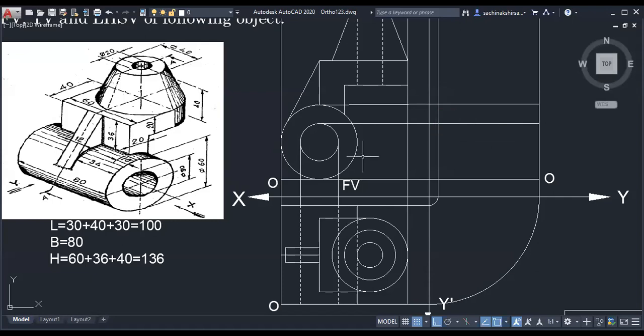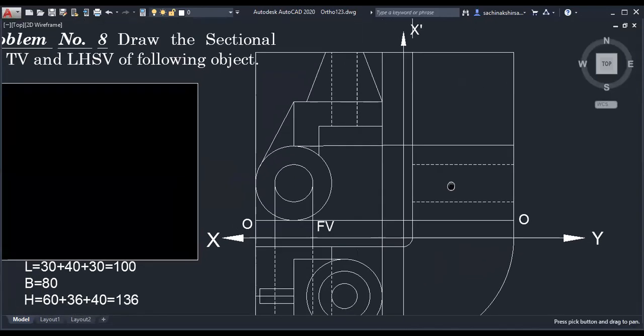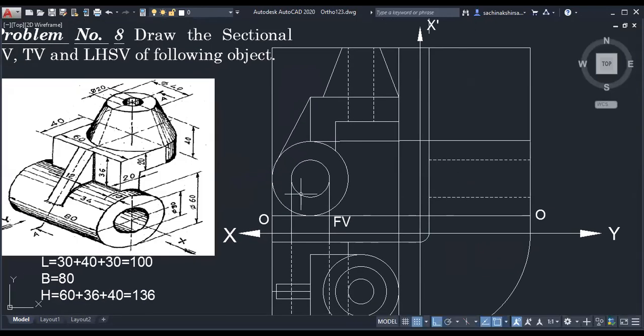So is that circular hole of the cylinder observed in the front view? No, sir. So how can we draw it? Dotted. Again it will be dotted. Okay, then this part is over. What about this middle part?